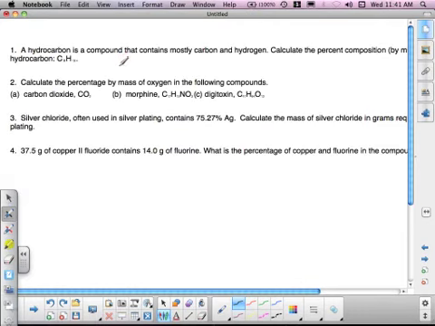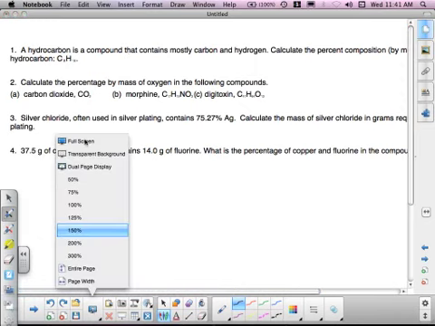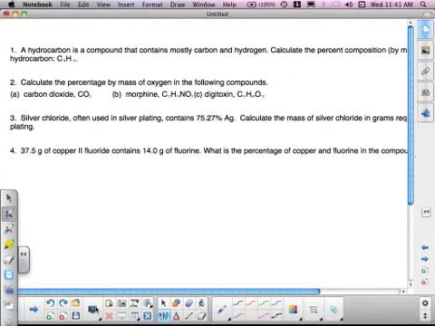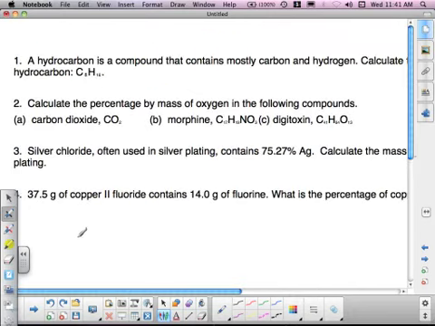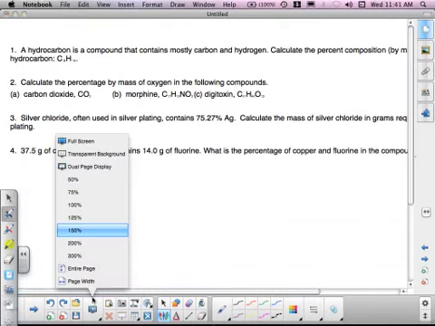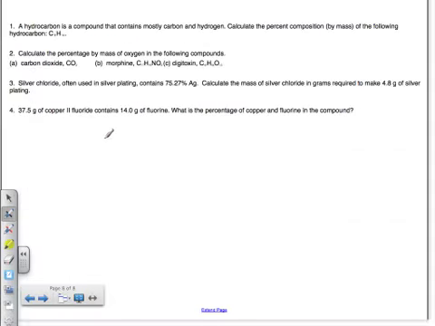Okay. So we're going to get the percentage composition for a hydrocarbon. Ooh, let's make that bigger. Hold on a second. No, then it goes off the page. Let's go full screen. There we go.